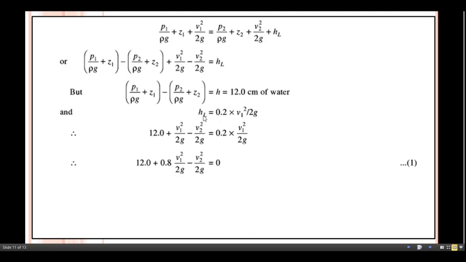So what about this HL? HL is nothing but 0.2 into V1 square divided by 2G. So towards the right side of this equation, just put 0.2 multiplied by V1 square divided by 2G, and towards the left side we have 12, and V1 square divided by twice G minus V2 square divided by twice G. Just write this term as it is. Okay, so move towards our next step. Take this term towards this side and towards the right side we can get 0.